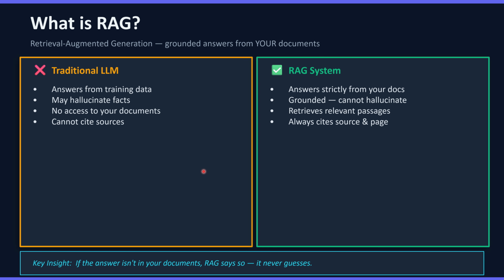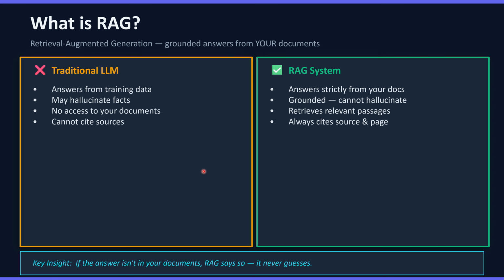Let me contrast this with the traditional approach. If you ask a plain LLM, say ChatGPT, with no attachment, what is the refund policy in your company's manual, it will answer based on its training data. It doesn't have your company manual. It might make something up. That is hallucination. And in a business context, hallucination is not just annoying, it can be legally harmful.